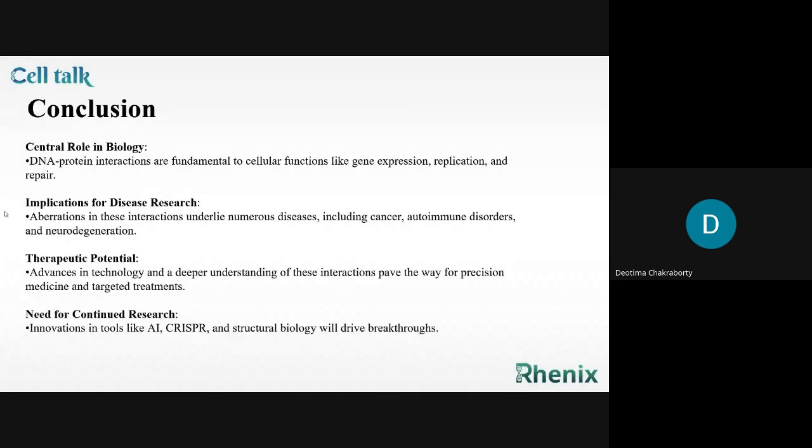Coming to the conclusion, it can be said that DNA binding interactions are fundamental to study different interactions, which can pave the way to understand the underlying mechanisms of diseases. Also, there are a lot of opportunities in therapeutics and clinical studies. Future researchers may implement AI and other technologies which can bring breakthroughs in this area.